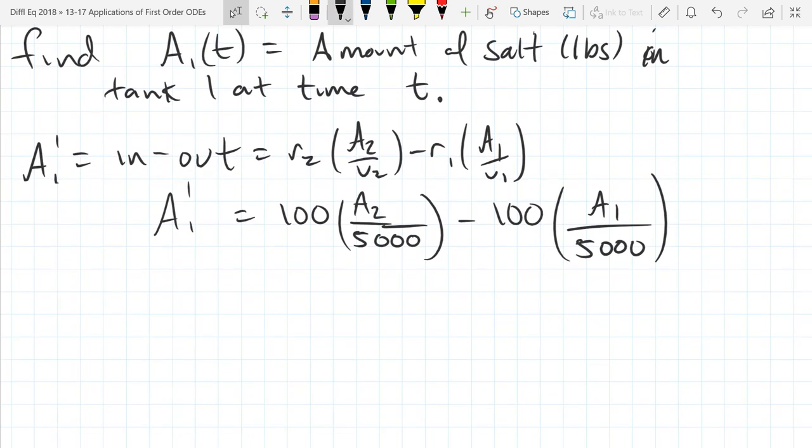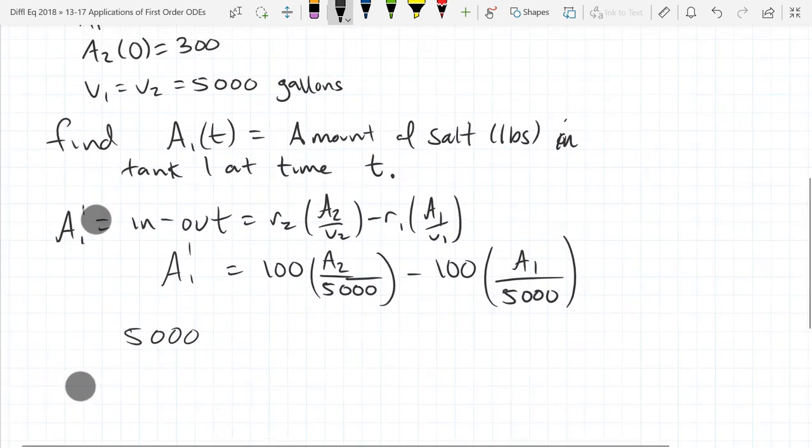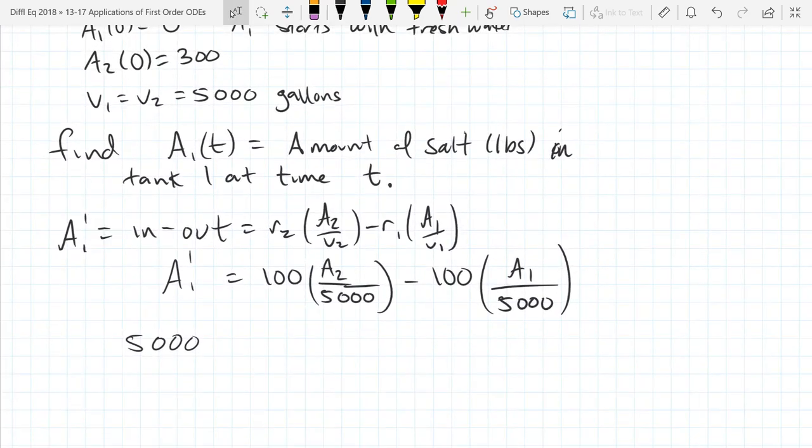So multiply by 5,000, we have A1 prime. I didn't really talk about what the derivative is with respect to. It's a time derivative, so this is dA1 over dt equals, I multiply by 5,000, actually multiply by 50 is a way smarter number. So this is just A2 minus A1.